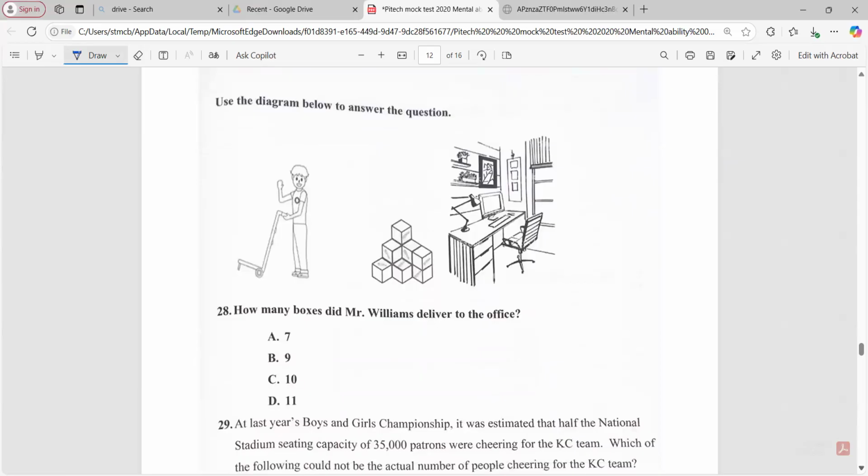Alright, it says use the diagram to answer the question. How many boxes did Mr. Williams deliver to the office? Alright, let's just assume that these are all the boxes and I'm not carrying none yet. So this would be 1, 2, 3, 4. So all of this is 4. For this one now, we have 5, 6, 7. 1 down there, so that makes 8. Plus you have 3. So 8 and 3, 11. I'm going to go with 11 for this one.